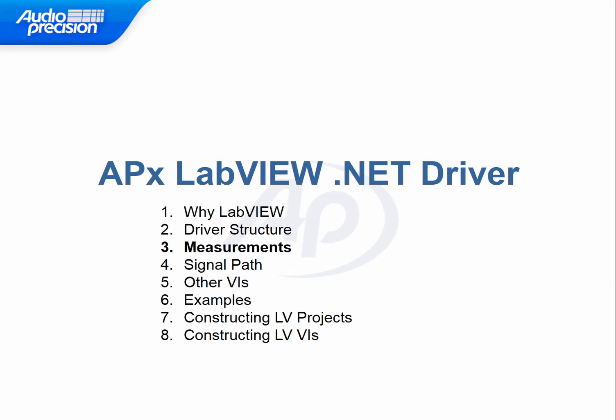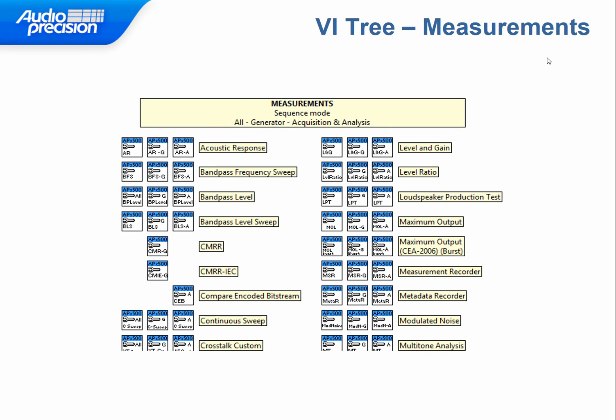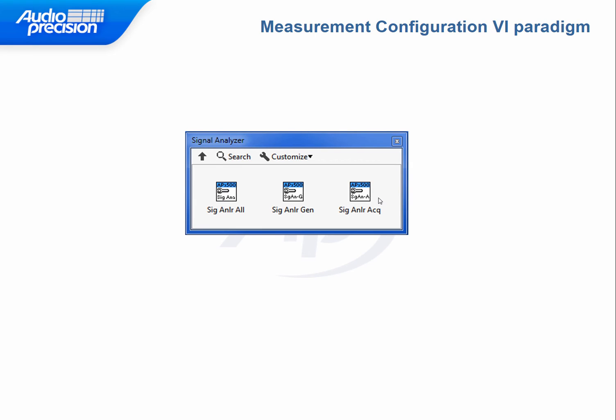All right, so let's look at some of the measurements that are available in the .NET driver, how to configure measurements. So inside the VI tree, this is a bit of a zoomed-in view, and you can see there's a row for every measurement in sequence mode. So we have them arranged alphabetically: acoustic response, bandpass frequency sweep, bandpass level sweep, and so on. And you'll notice that most of the measurements have 3 VIs in the collection to configure the measurement. And there's a certain paradigm to that.